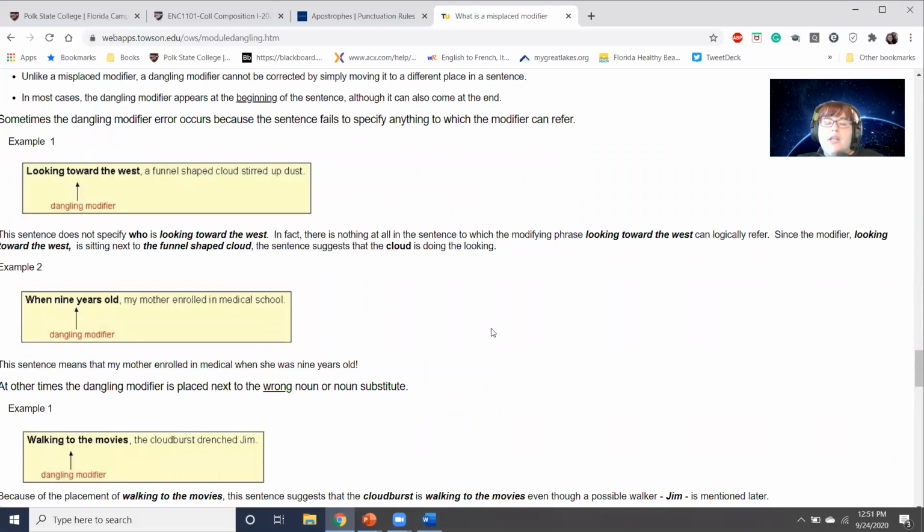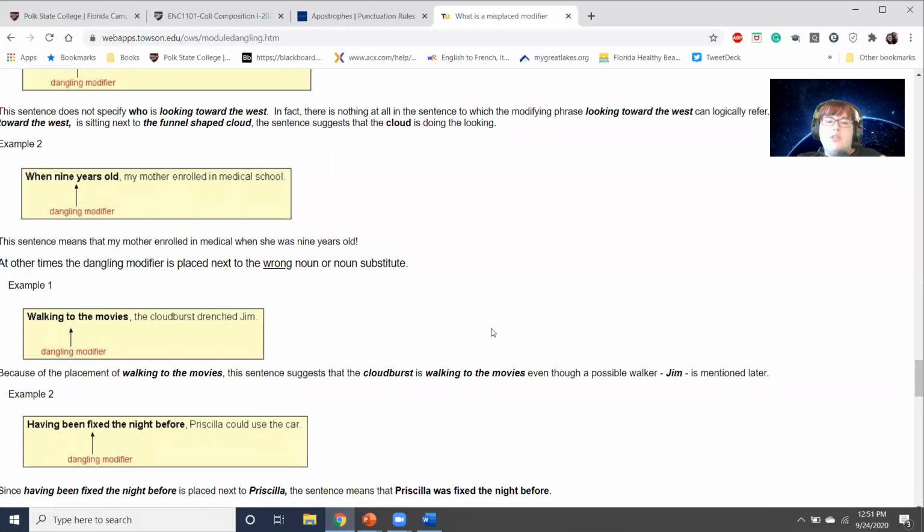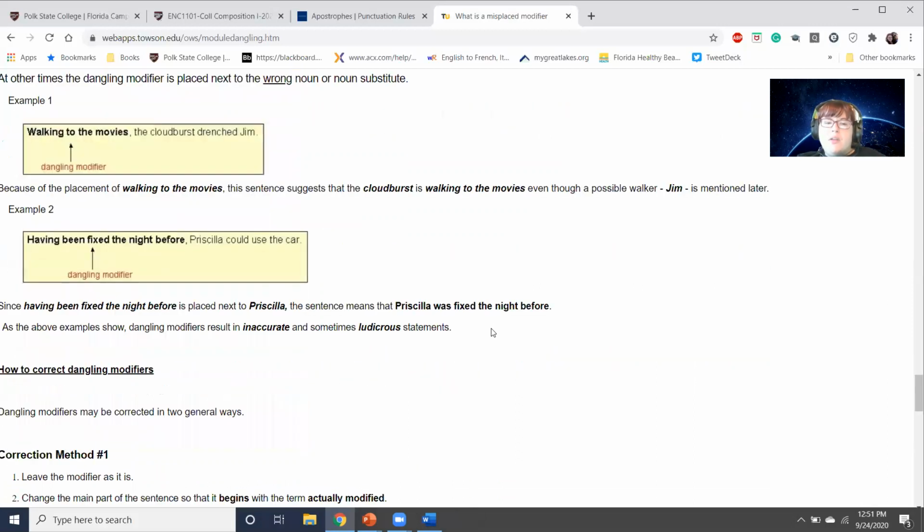So, for example, when 9 years old, my mother enrolled in medical school. We know probably mother didn't enroll in medical school at 9 years old, but we want to make sure we put when I was 9 years old, my mother enrolled in medical school. Or when 9 years old, I watched my mother enroll in medical school. The same thing, walking to the movies, the cloudburst drenched Jim. Walking to the movies, Jim was drenched by the cloudburst would work better.